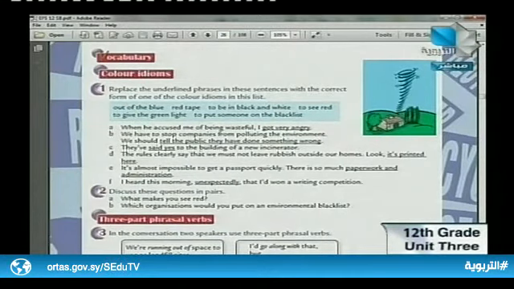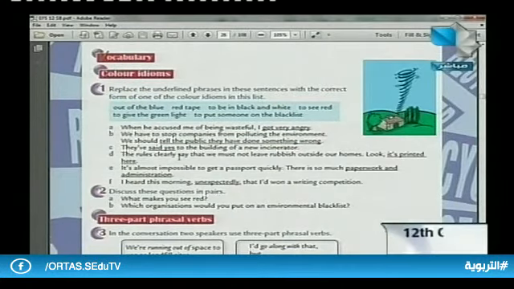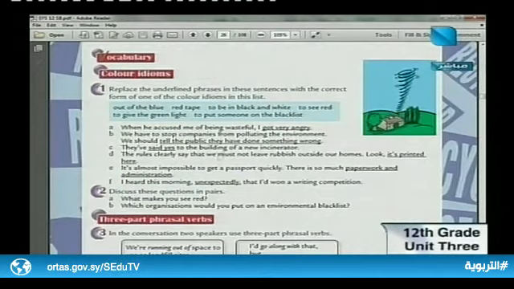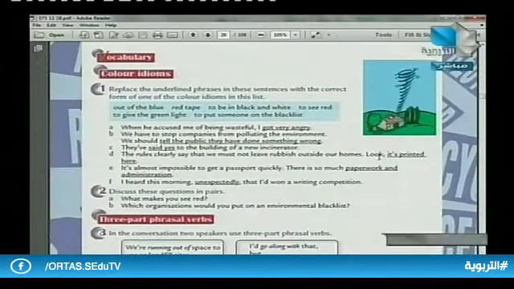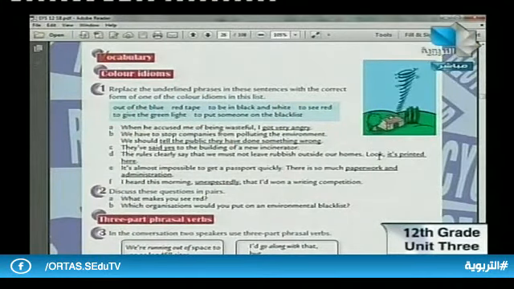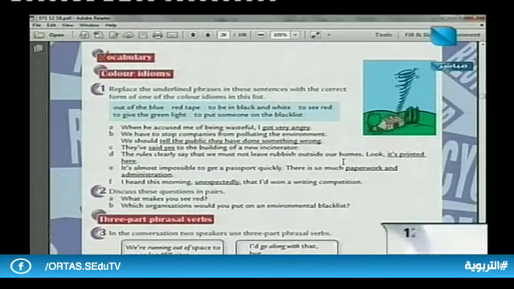Thank you very much. Sentence D. Mr. Qutayba says, the rules clearly say that we must not leave rubbish outside our homes. Look, it's printed here. It means that it is so obvious, when something is clear, it is printed. It is obvious, very clear. And it should be known to the public. It is in black and white. Thank you.